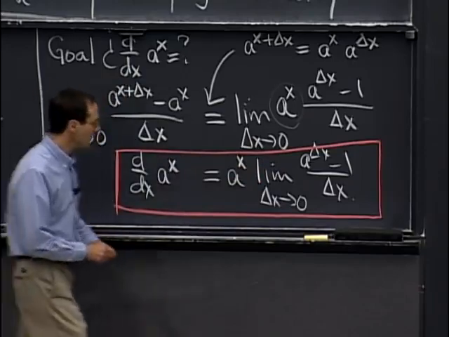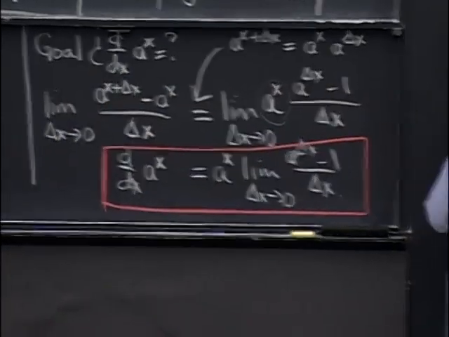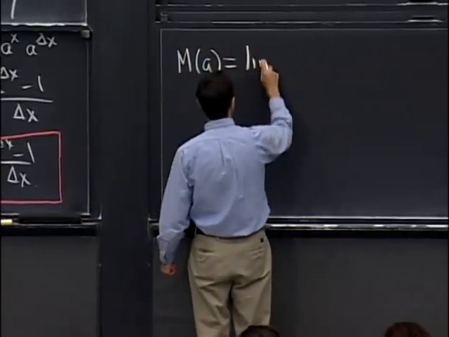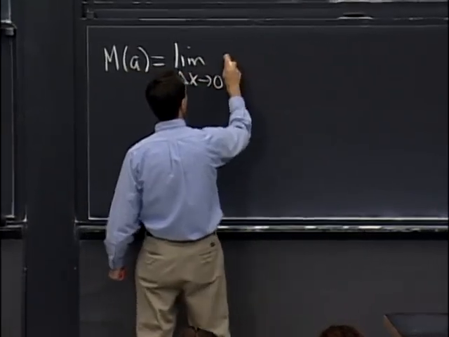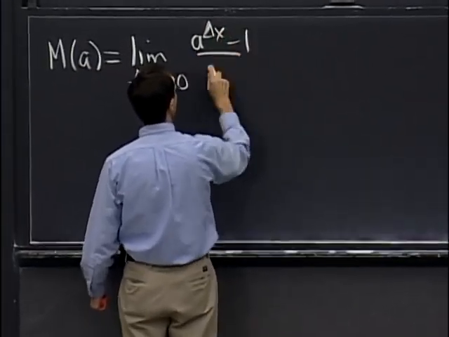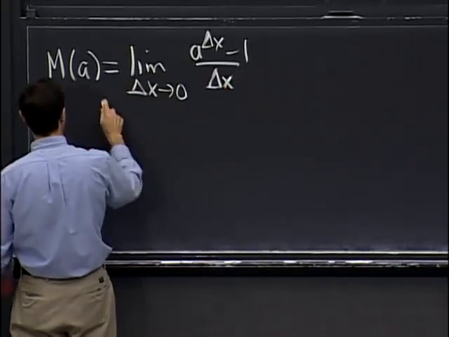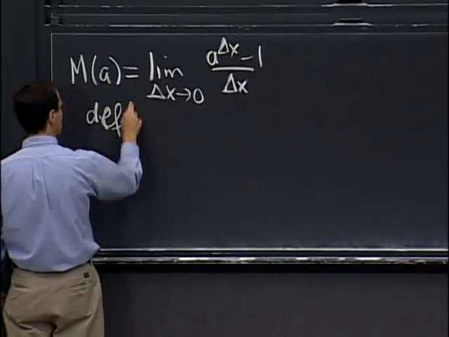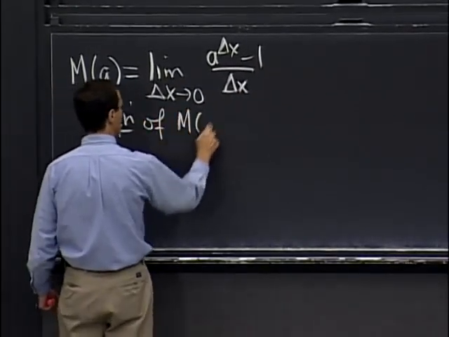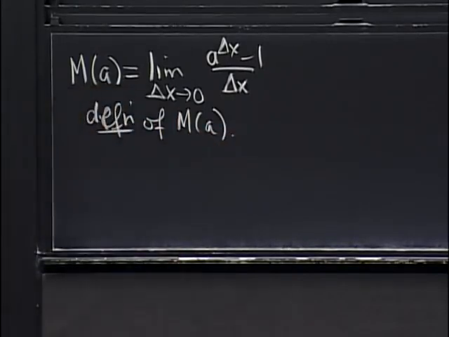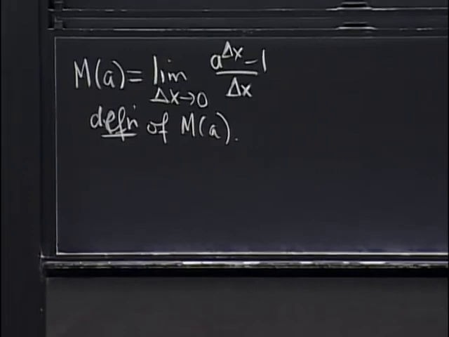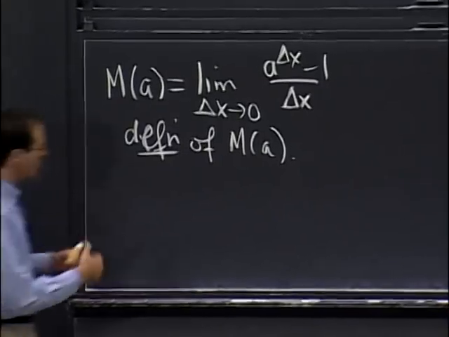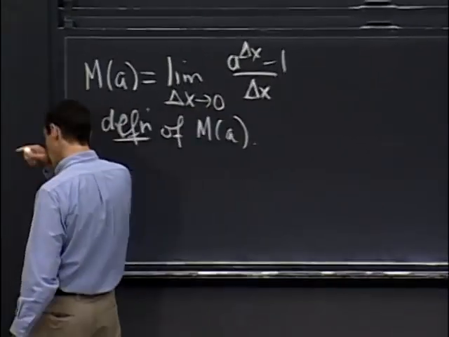And I'm going to call this something, this mystery number, m of a. So I'm going to make the label: m of a is equal to the limit as delta x goes to 0 of a to the delta x minus 1 divided by delta x. All right, so this is a definition. So this mystery number, m of a, has a geometric interpretation as well. So let me describe that. It has a geometric interpretation, and it's a very, very significant number. So let's work out what it is.